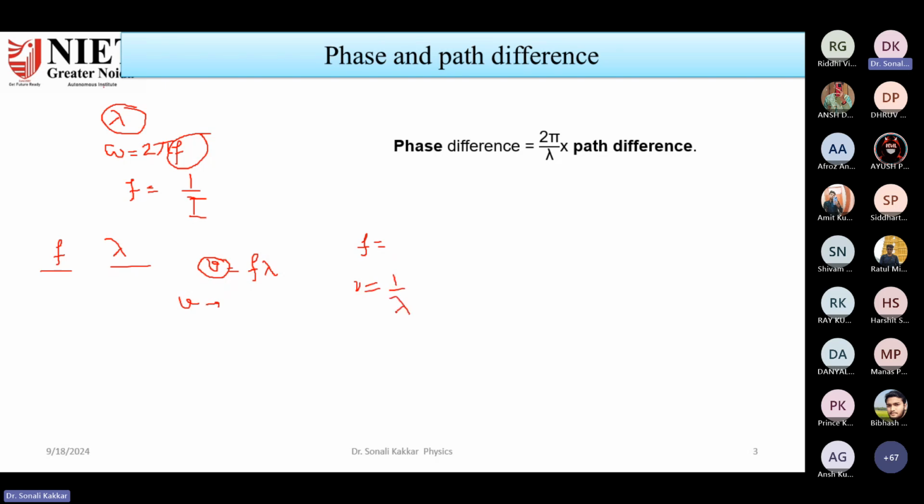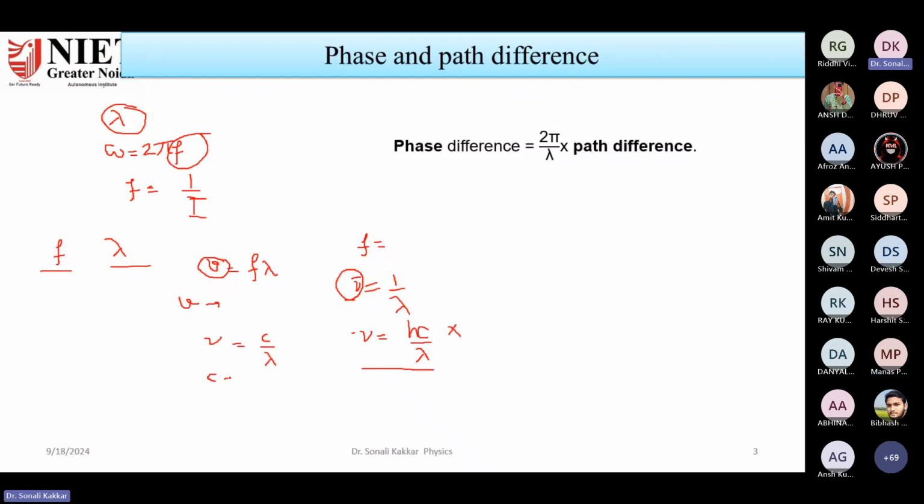But that is not correct. Nu bar is equal to 1 over lambda, where nu bar is the wave number. Nu is equal to hc upon lambda. किसने बोला ये? Ma'am, Abhinav Anand. This is also incorrect. h नहीं रहेगा यहाँ पे. Nu is equal to c by lambda.